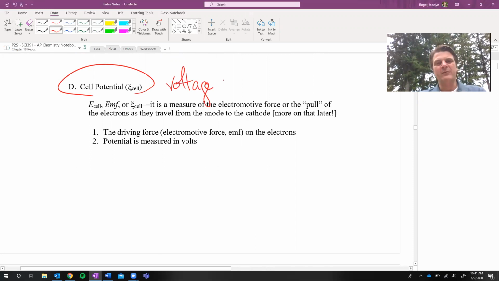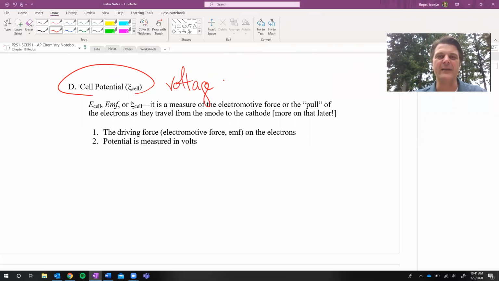It is, if you will, a pressure, an electron pressure. You can look at the voltage or cell potential like that. How much pressure are the electrons subjected to? What is the pull or the push on the electrons in this wire? Now be careful though, because the pressure doesn't exactly correlate to how many or how much electrons are going by per unit of time, because that's current.